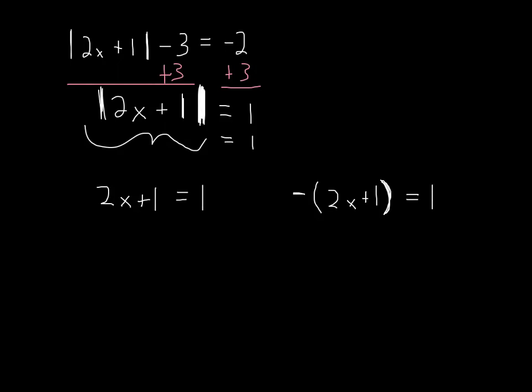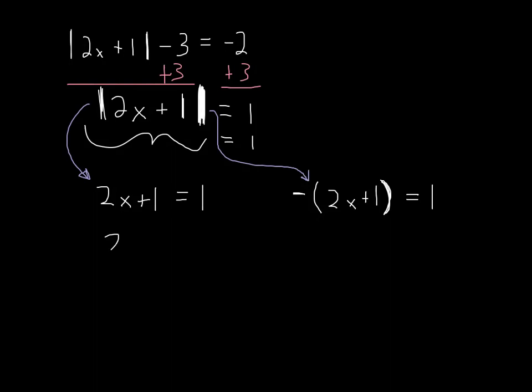So that's what that absolute value means. The absolute value means that you take the regular expression and set it equal to 1, and you also take the negative of that expression and set that equal to 1. So this will give us two solutions for our problem. You should have two solutions when you have absolute value involved.